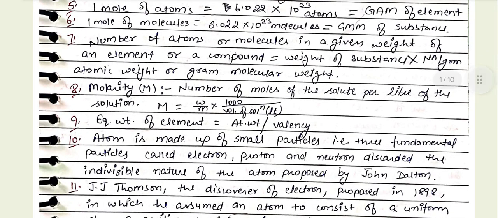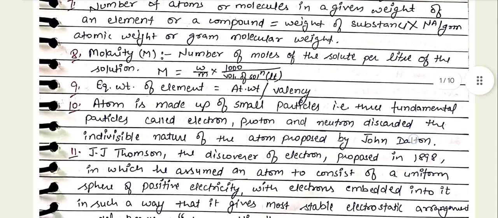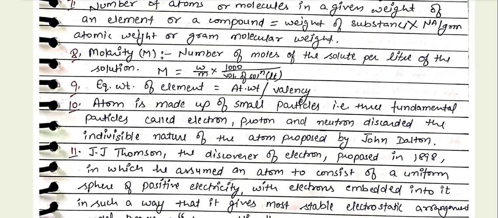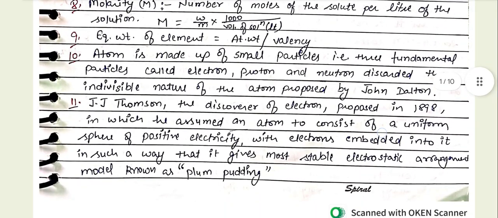The number of atoms or molecules in a given weight of an element or a compound is equal to the weight of the substance into Na per gram atomic weight or gram molecular weight. Molarity: number of moles of the solute per liter of the solution, that is M = W/M × 1000 / volume of solution in liters. Equivalent weight of an element is equal to atomic weight upon valency.